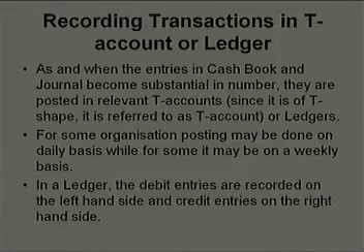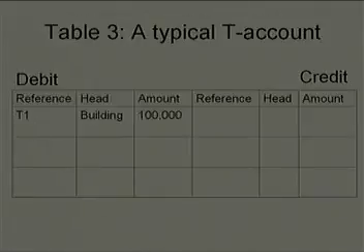We will see how a T account or ledger looks. This is the picture of a typical T account. What you see here is that on your left you find debits, and on your right you have credits.